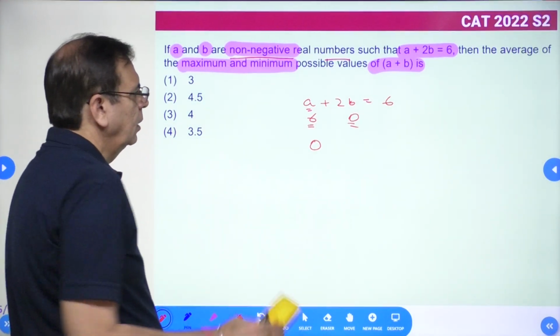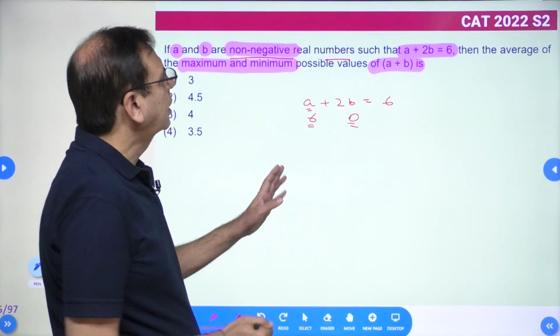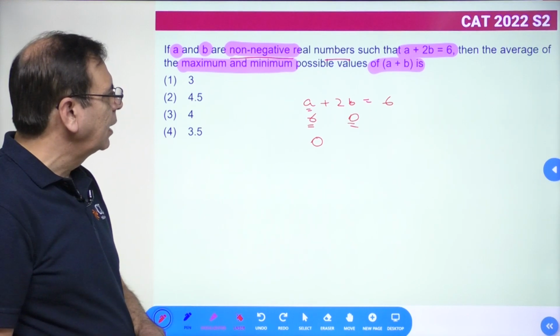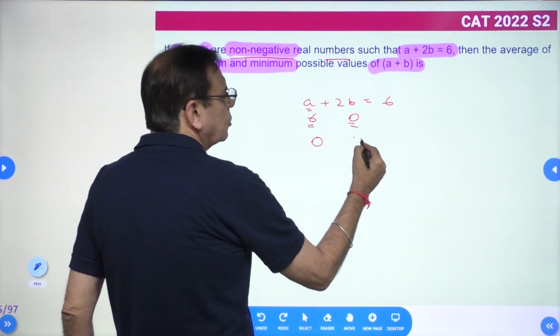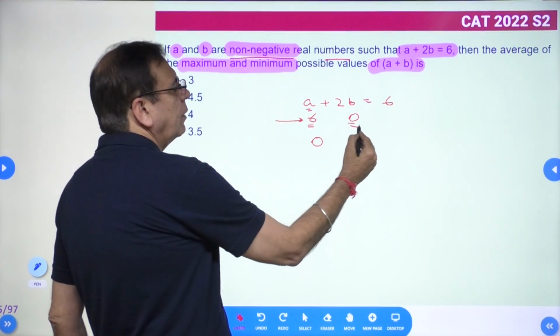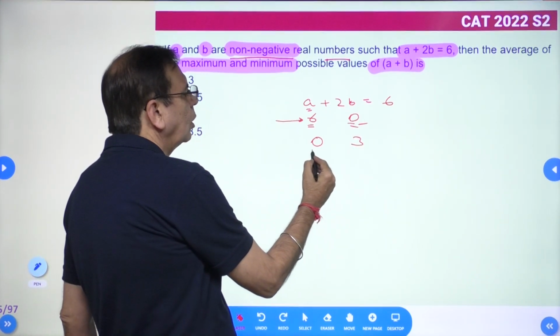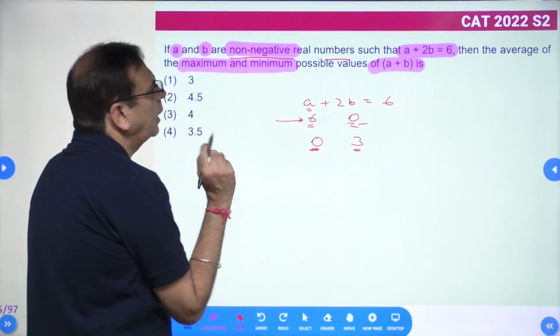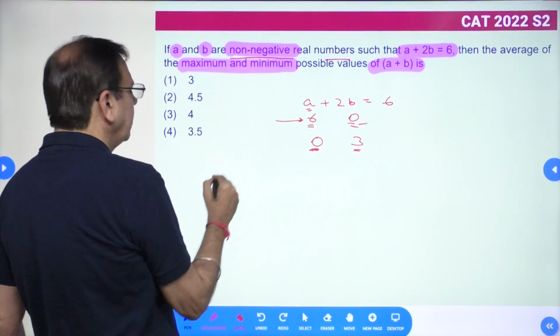Okay? Okay. So for maximum value of B, A has to be 0, which is the minimum possible value of B, which means B should be equal to 3. So I have got maximum value of A and minimum value of B. I have got minimum value of A and maximum value of B. So what do I need to find? What is the sum of maximum and minimum value of A?